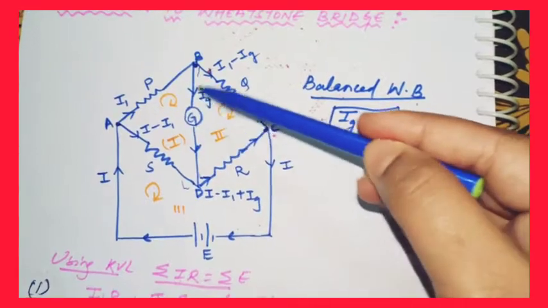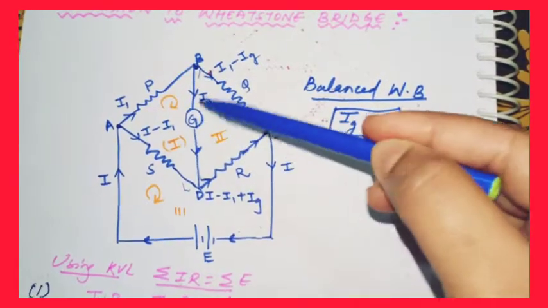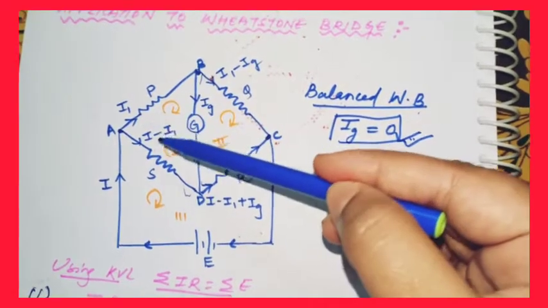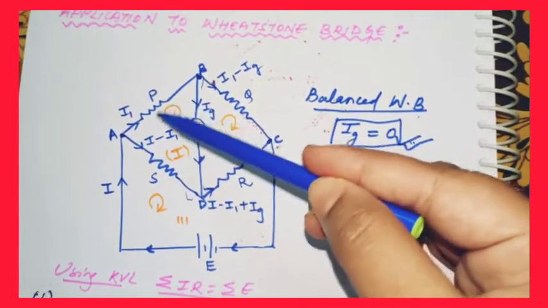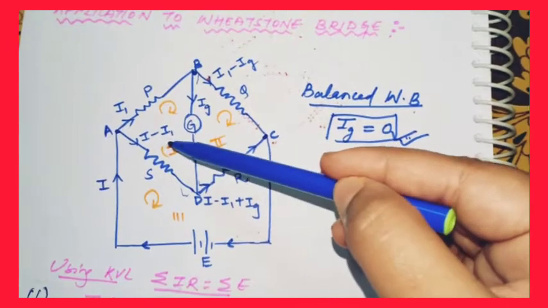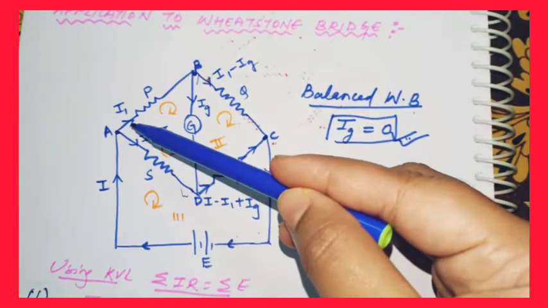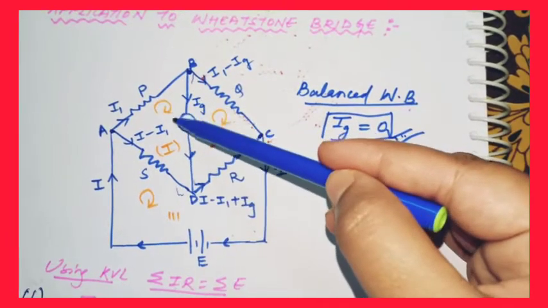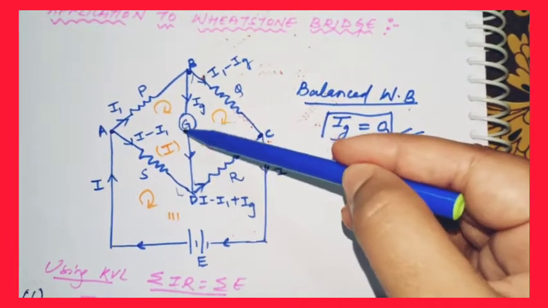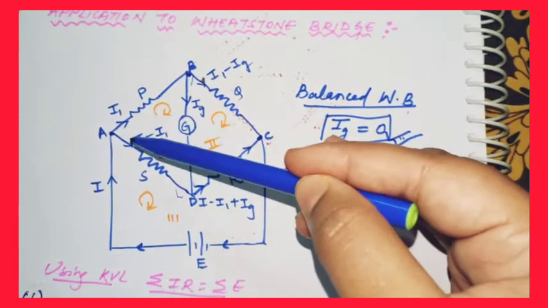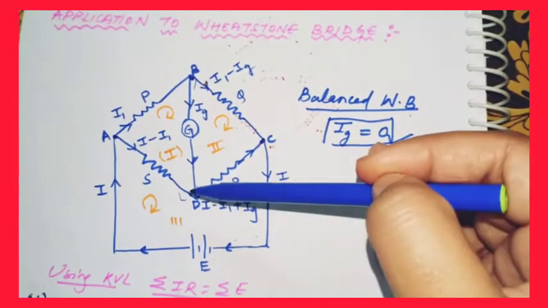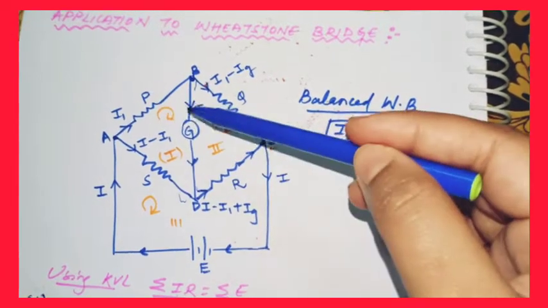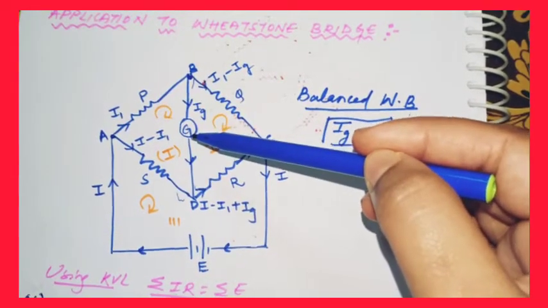So I have taken a clockwise direction for my own convenience. So you can see, students, the direction which I have taken is the same direction as the current I1, and similarly the same direction as the current Ig. But when I traverse upward, the current direction is opposite to my direction. So that's why the I1P product will be positive. Similarly, the IgG product will be positive.